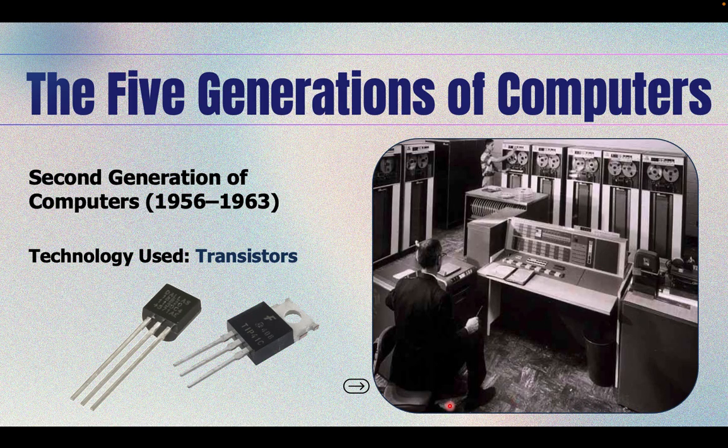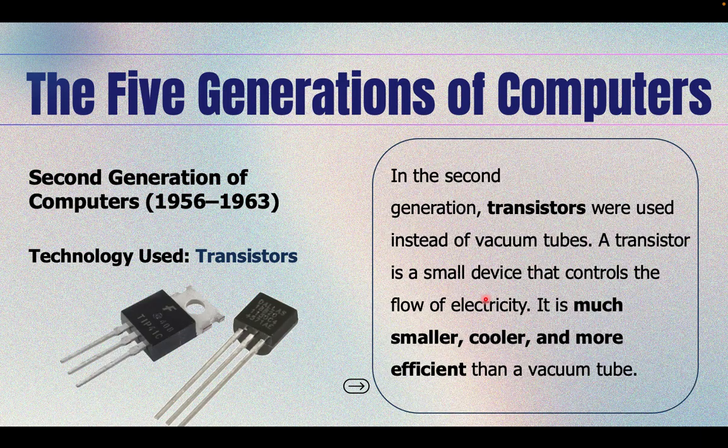All right. Now let's look at the second generation. The second generation spanned between 1956 to 1963, and the technology used is transistors. These are the transistors that we have. So from vacuum tubes, we move to transistors, and this is a sample of the machine.